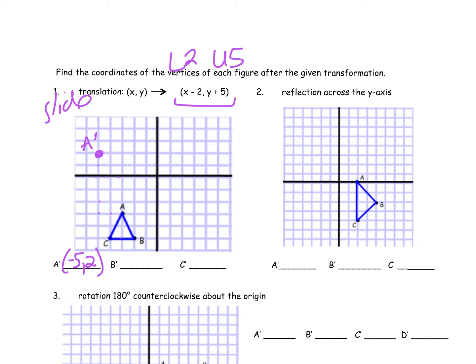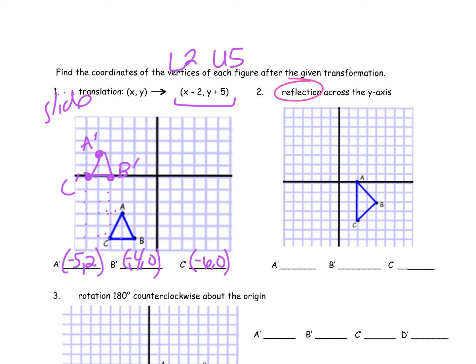B prime, left 2, up 5. Call it B prime. That's at negative 4, 0. And same for C. C prime, that's at negative 6, 0. And then connect your shape. Your shape should be the same size and orientation as your original because it's just a translation.